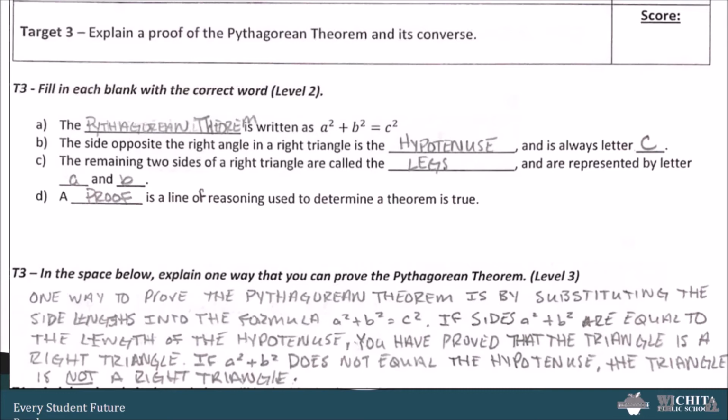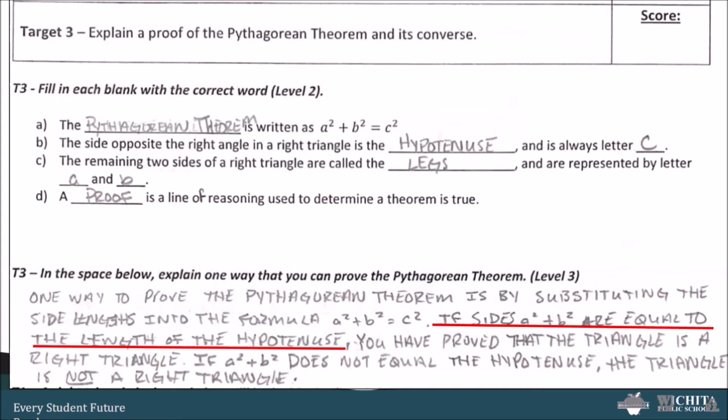Let's look down at the next question. The next question is asking him to explain one way to prove the Pythagorean theorem. This would hit that level 3 target question. In his explanation, Antonio says that if the sides a squared plus b squared are equal to the length of the hypotenuse, you've proved that it is a right triangle. As we look at Antonio's reasoning, he does discuss the Pythagorean theorem and shows that he knows that formula, but his wording is a little bit off.